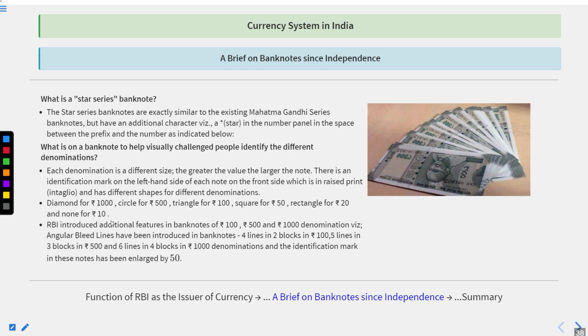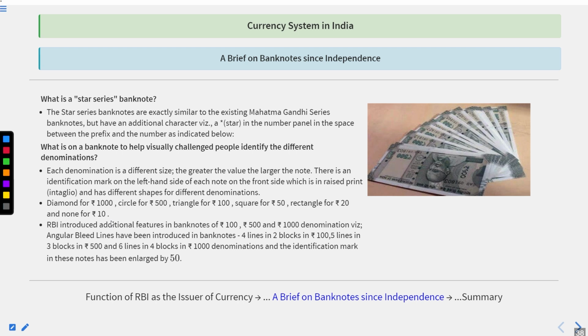To help visually challenged people identify the different denominations, each denomination is a different size. The greater the value, the larger the note. There is an identification mark on the left hand side of the banknote on the front side, which is read in the print in Braille, and different shapes for different denominations: diamond for 1000, circle for 500, triangle for 100, square for 50, rectangle for 20, and none for 10.